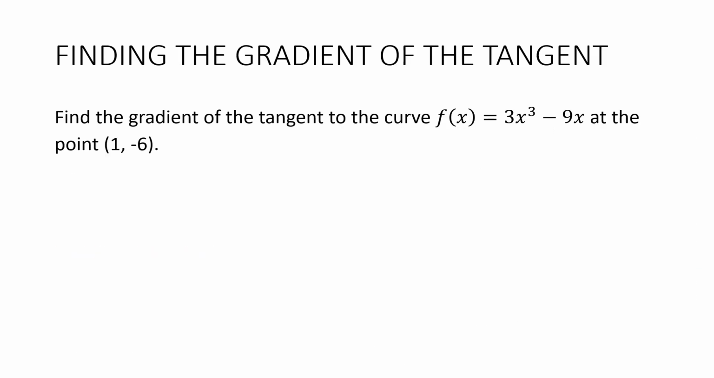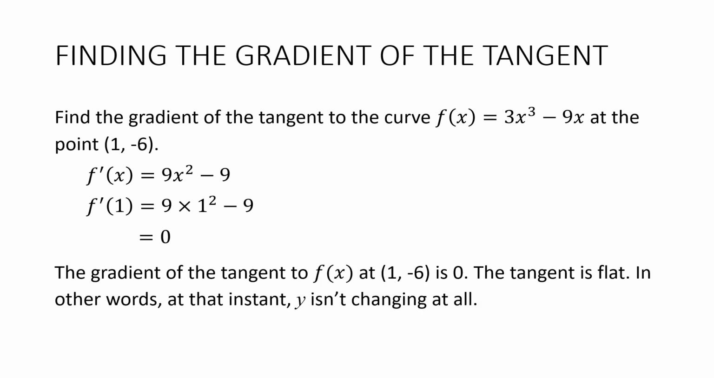So recall, to find the gradient of the tangent to the curve f of x is equal to 3x cubed take away 9x at the point 1, -6, first, we differentiate, so f dashed of x is 9x squared take away 9, and then we substitute in x is equal to 1. So f dashed of 1 is equal to 9 take away 9, which is 0. So the gradient of the tangent to f of x at 1, -6 is 0. The tangent is flat. In other words, in that particular instance, y isn't changing at all.